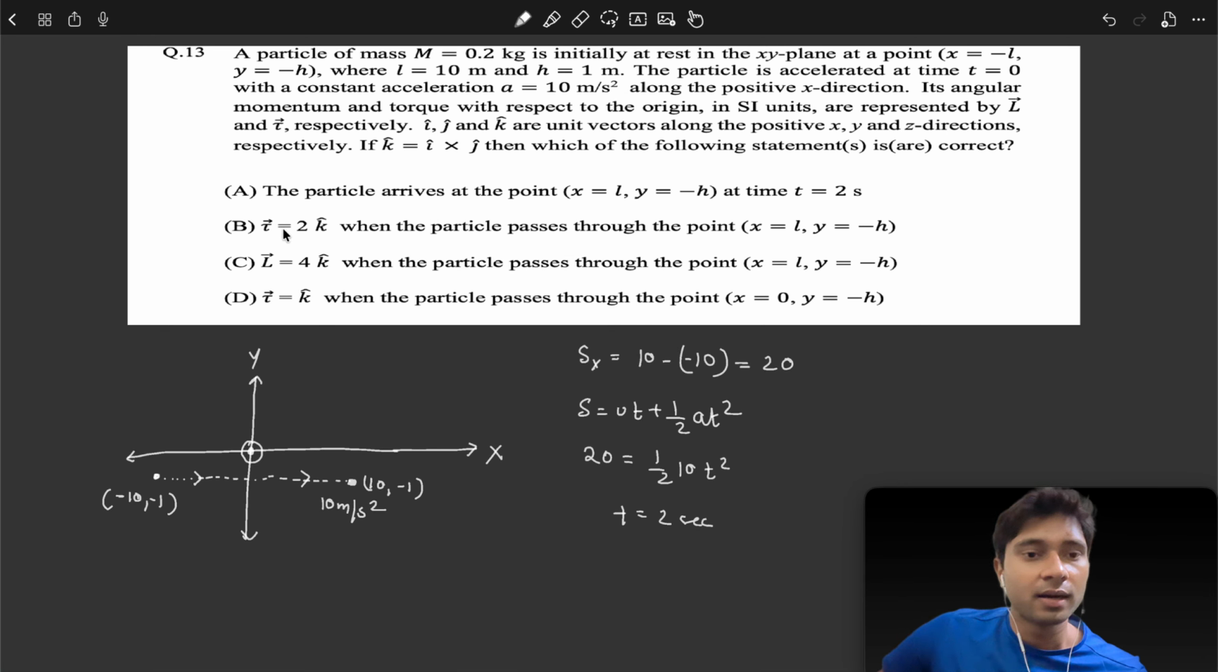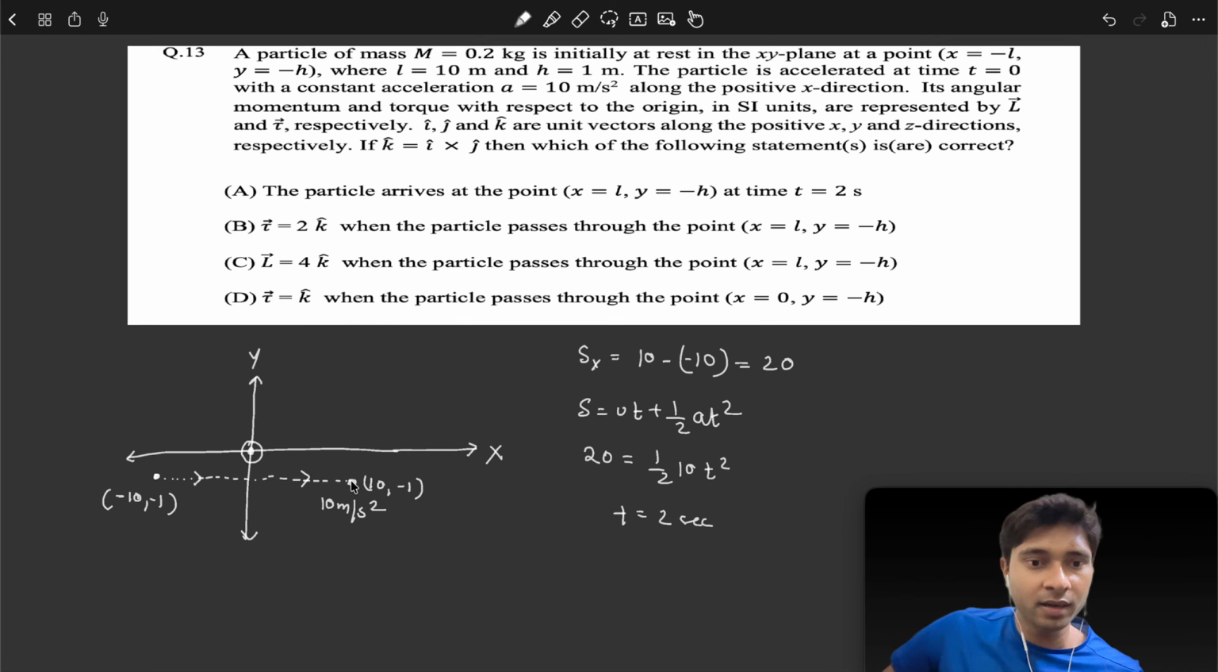Now we can solve the second option: torque equal to 2 k. Torque is 2 k when the particle passes through the point x equal to L, y equal to minus h. This tau was torque, right? The question gives angular momentum and torque.